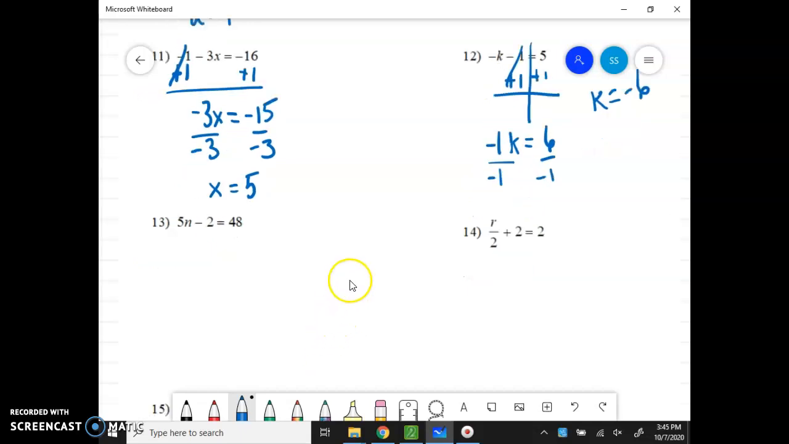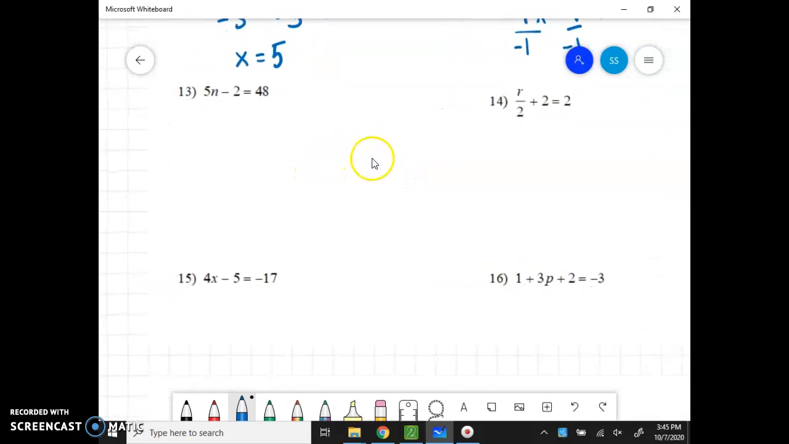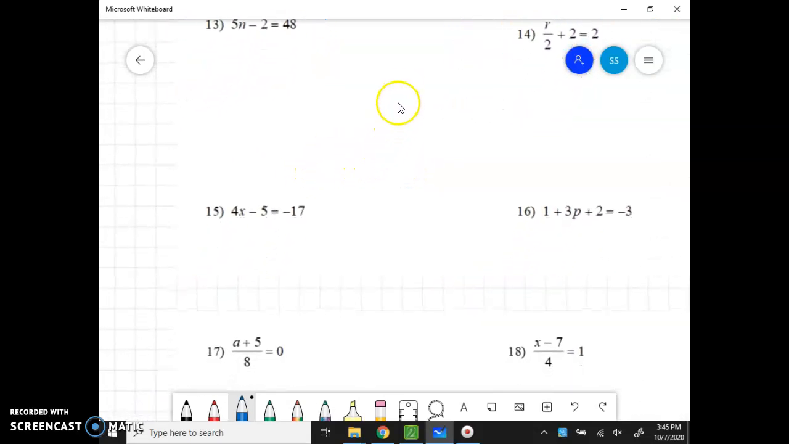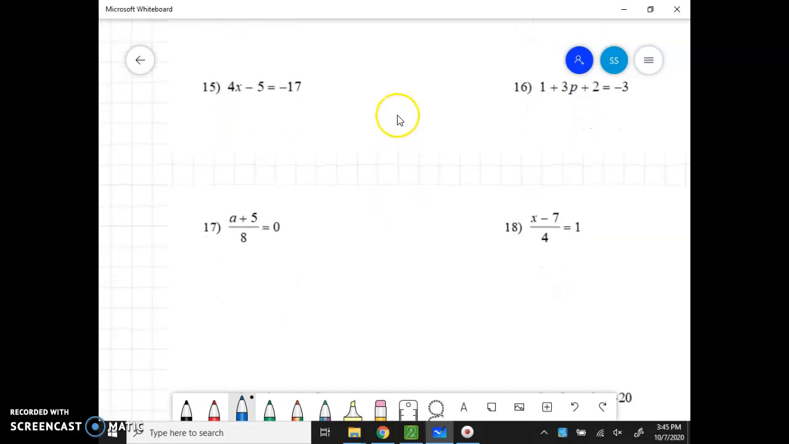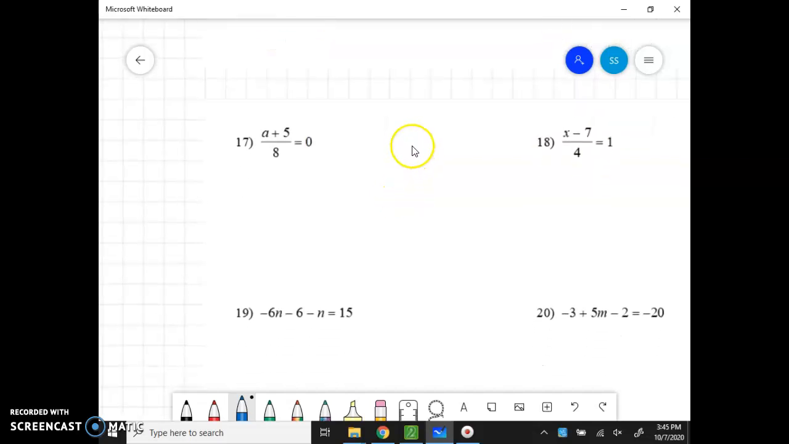All right, I will leave you guys number 13 then. 15 looks pretty similar. Ooh, let's show one like this.